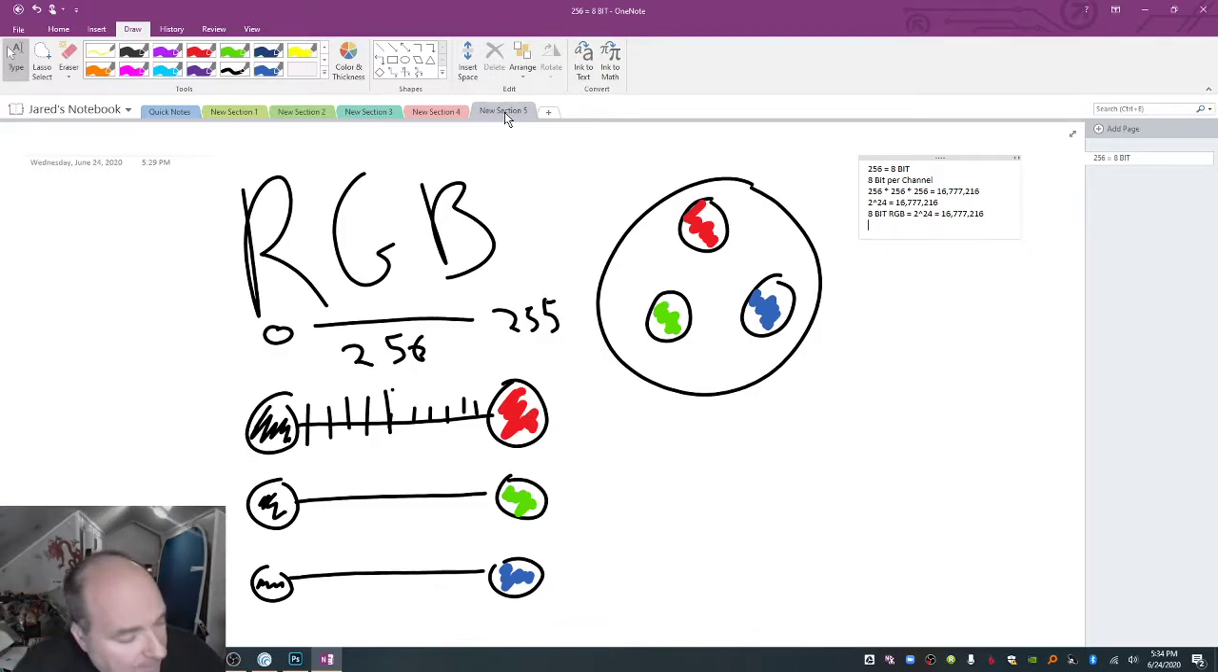Here's a dangerous thing from a marketing perspective. Your scanner will call it 24-bit. Photoshop will call it 8-bit RGB. They are the same thing, and you're going to have to get used to the verbiage.